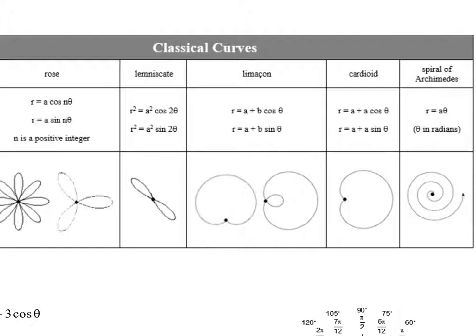A limacon could have the loop or not have the loop, right? And it could be oriented vertically or horizontally. The cardioid is oriented one of two ways, right? It's either oriented this way or vertically if you have a sine function. So it has a particular look. It can be weird to distinguish between the two, but this one would technically be a limacon, though it does look like a cardioid.